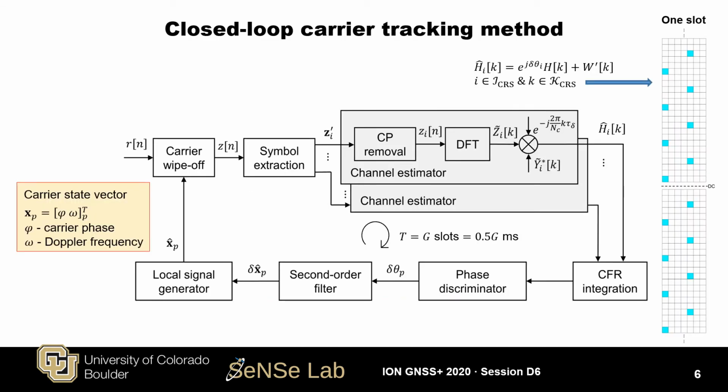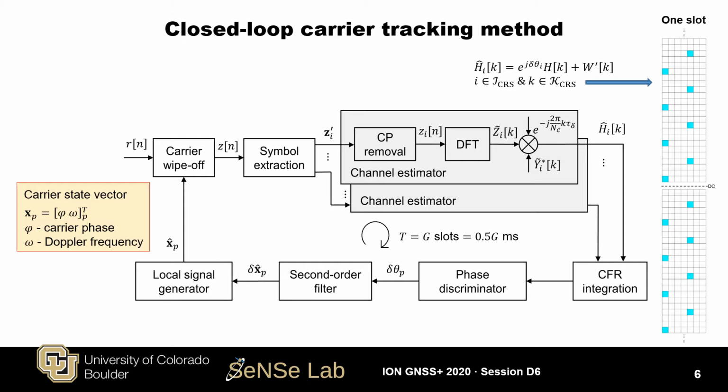We next introduce our proposed closed-loop carrier tracking method. We use a two-state vector X to denote the LTE signal carrier state, as in general, LTE signals have low dynamics compared to GNSS signals, considering the fixed position of the cellular tower. The received baseband signal is first multiplied by the local carrier replica for carrier wipe-off. Then, based on the symbol timing estimation, the samples pertaining to each OFDM symbol are extracted.